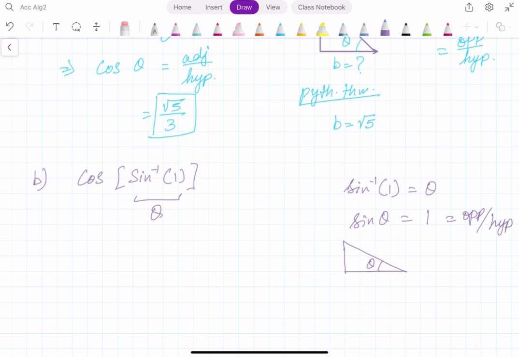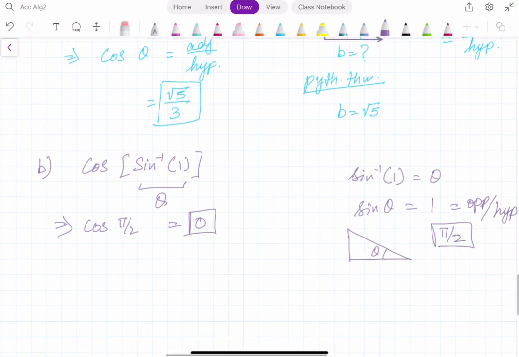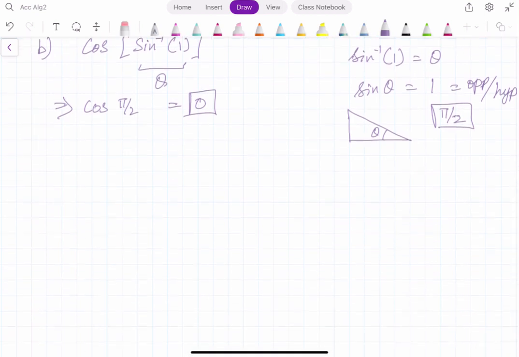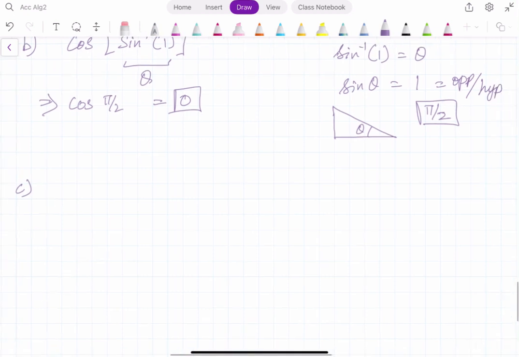I know sine will give the value of 1 at pi over 2. So what are we looking for? What is cos pi over 2? It is just 0. Because pi over 2 is the vertical axis, that means 90 degrees. At 90 degrees, cos is 0 and sine is 1.